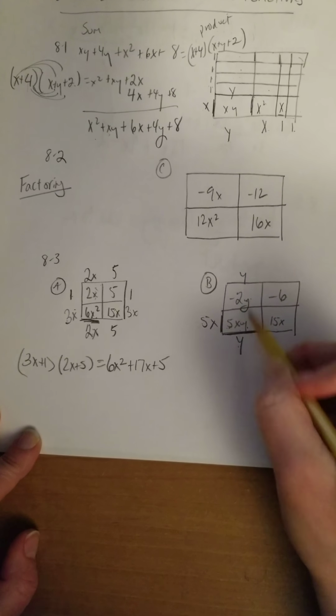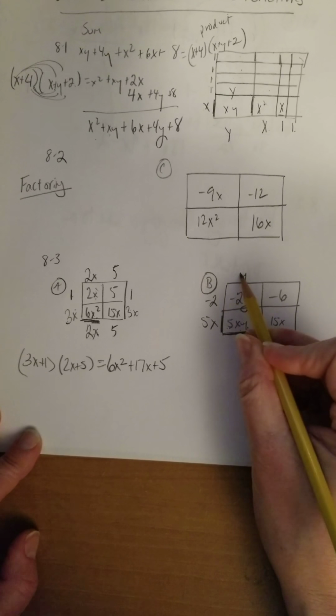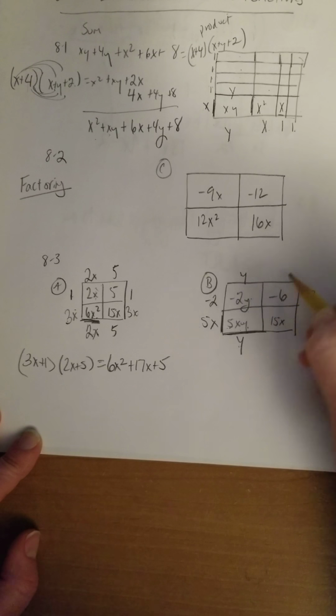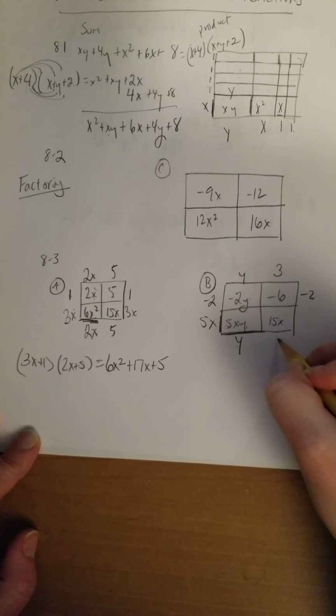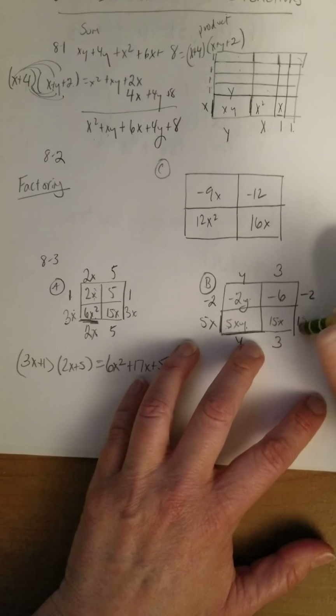All right, so then I put a y here. What do I need to multiply a y by to get negative 2y? That'd be a negative 2. That makes sense. Negative 2's here, negative 2's there. What do I multiply negative 2 by to get negative 6? That's 3. That makes sense. So 3 goes down here. 3 times something is 15x. That's a 5x. Sorry.